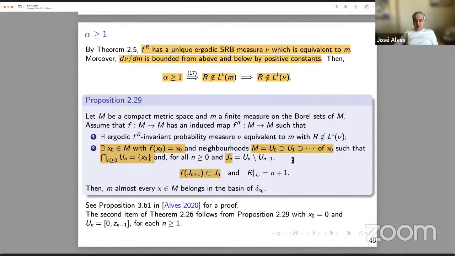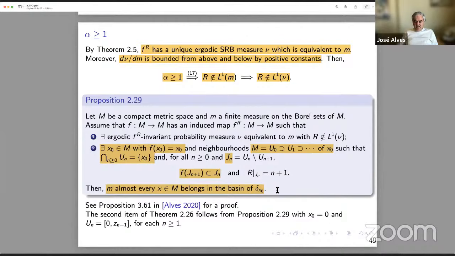And so the proposition says that almost every point belongs in the basin of delta zero. So the frequency of visits to arbitrarily small neighborhoods of the point x zero is one. That's what we need to prove to deduce this. And so we conclude the second item.